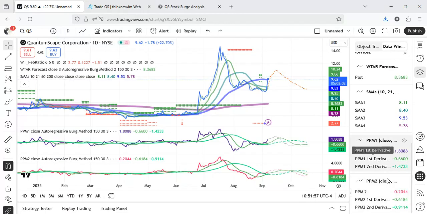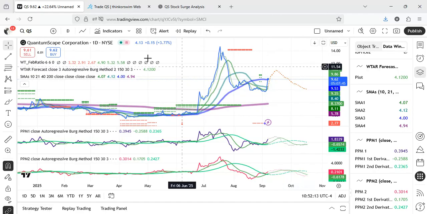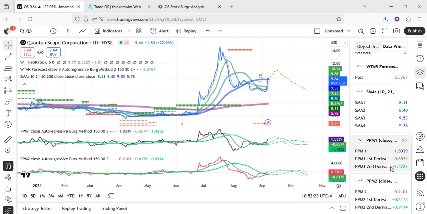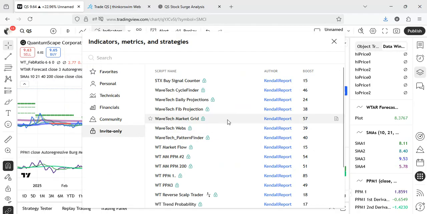However, the derivatives are still negative, indicating that it hasn't built up enough momentum yet. We could also see what is going on based on its market grid. So either it hasn't built up enough momentum or caution is warranted, indicating that the strength it has picked up may not be sustainable. So let's quickly apply the market grid to see what's going on.